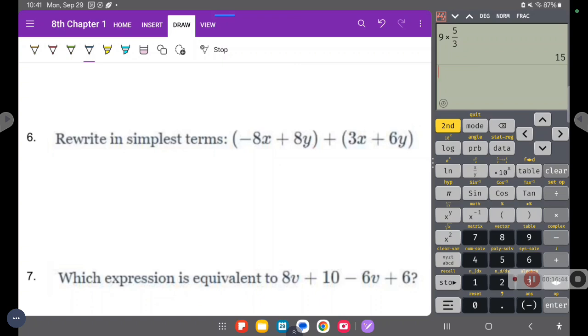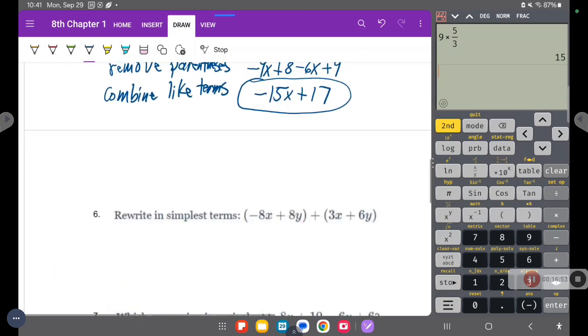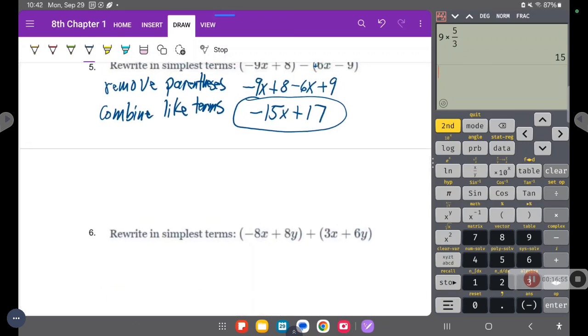Number 6. Why don't you try to do this one on your own? You remove the parentheses and then combine like terms.